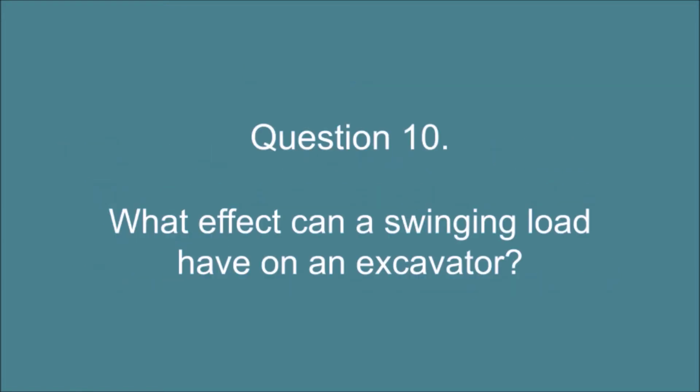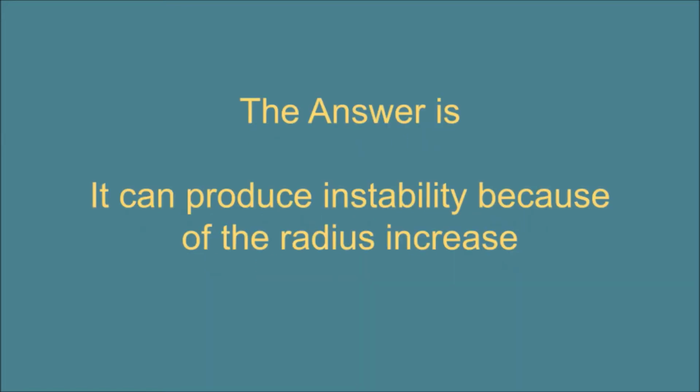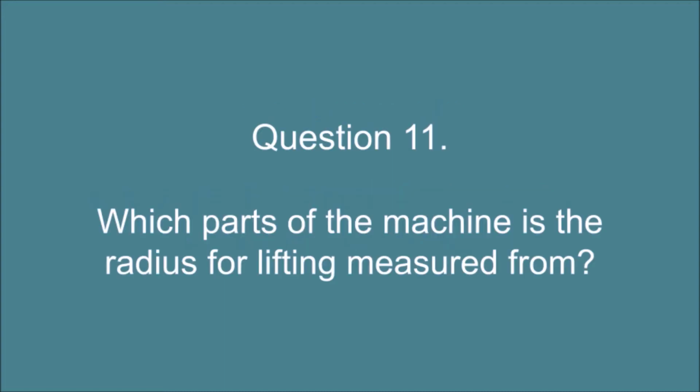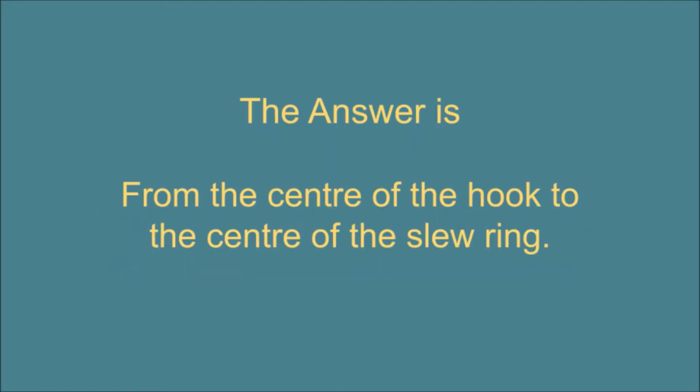Question 10. What effect can a swinging load have on an excavator? The answer is it can produce instability because of the radius increase. Question 11. Which parts of the machine is the radius for lifting measured from? The answer is from the center of the hook to the center of the slew ring.